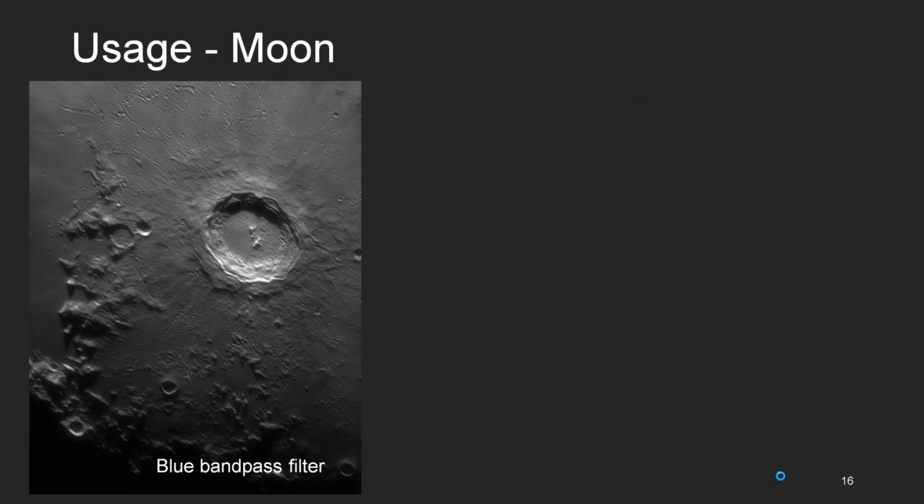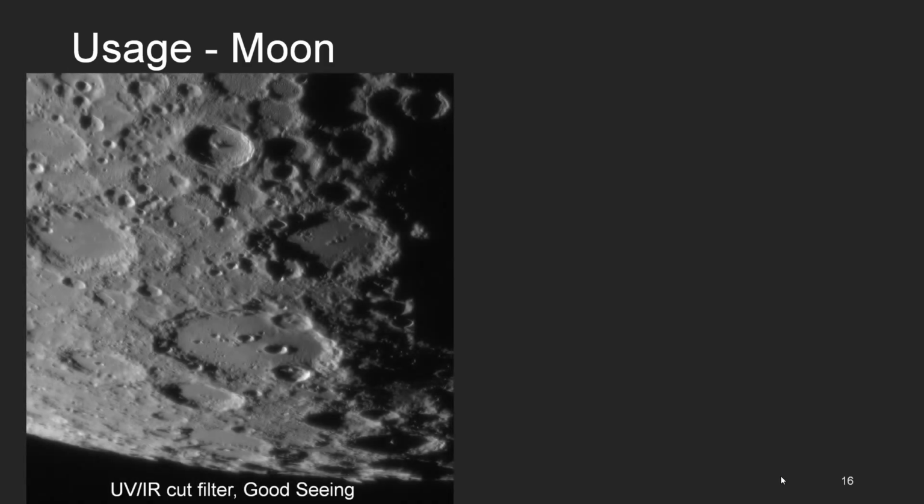As a final moon example, consider this image captured by me from my backyard back in 2013. It was captured using a UV IR cut filter, before I had learned about the benefits of using an IR pass filter. It was captured on a rare evening of good seeing conditions and represents pretty much the best I was capable of achieving at the time.